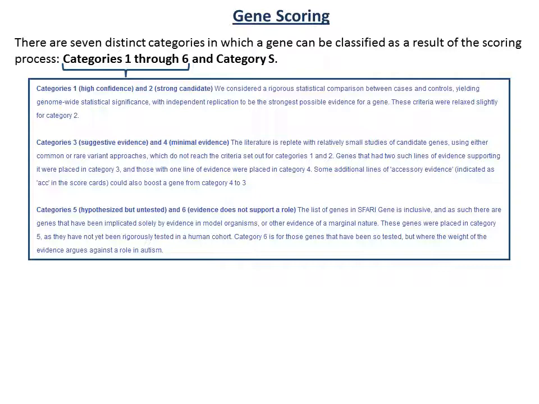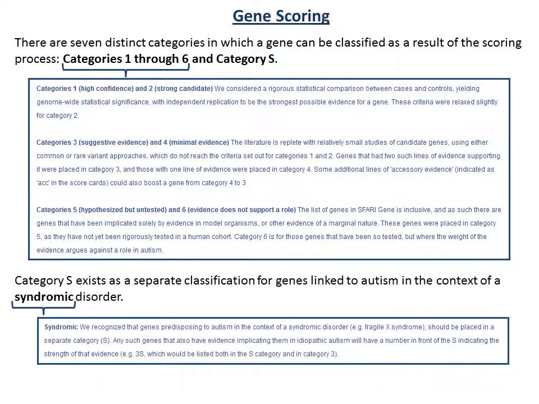A special category, Category S, exists as a separate classification for genes linked to autism in the context of a syndromic disorder, such as Fragile X syndrome. If a syndromic gene also has additional evidence linking it to autism, it will have a category number in front of the S that indicates the strength of that evidence, as I'll describe in a second. For example, 3S indicates that that gene should be listed both in Category S as well as Category 3.